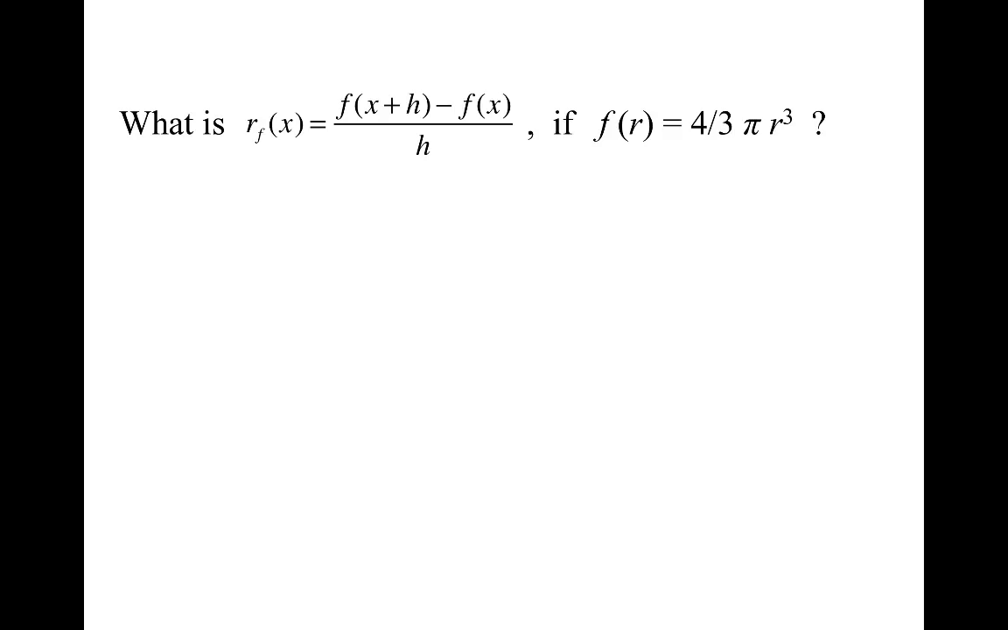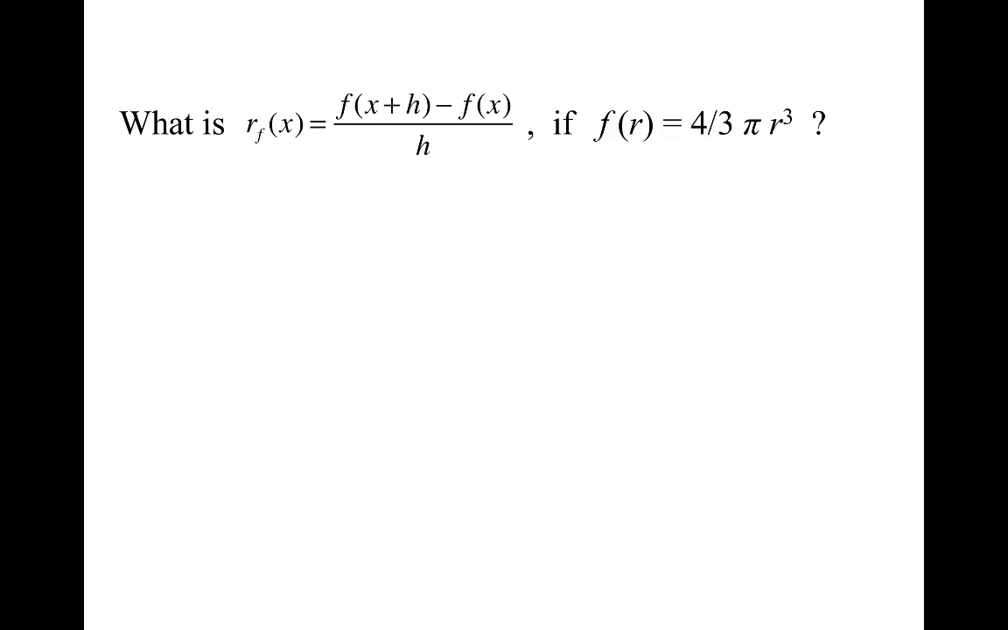Well, we're really close to getting that if we just apply algebra to this expression, f of x plus h minus f of x over h. Now that we know that f is 4/3 pi r cubed, if we apply the algebra, we can actually generate a closed form expression here. And that's what we want because those generate results really fast and they're easy to calculate, right? They're easy to compute.